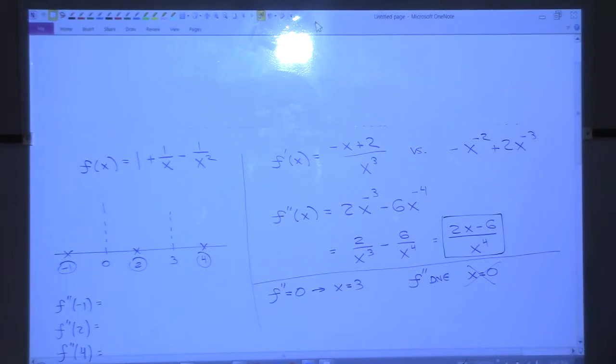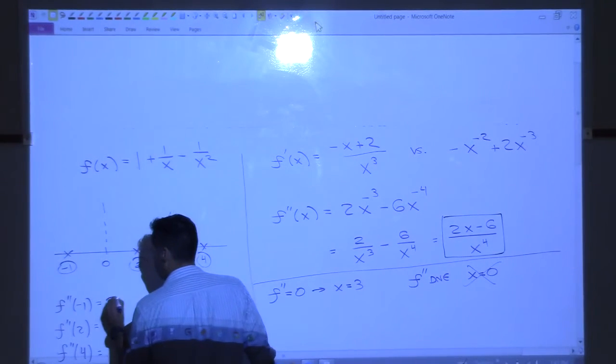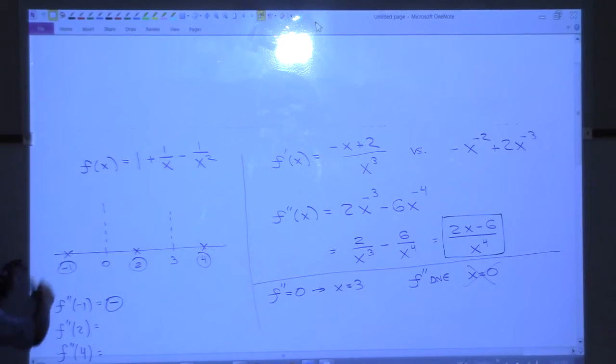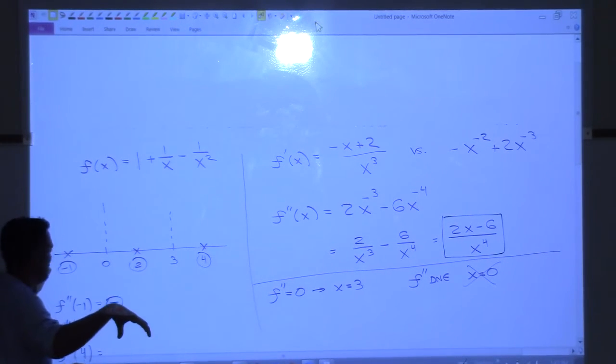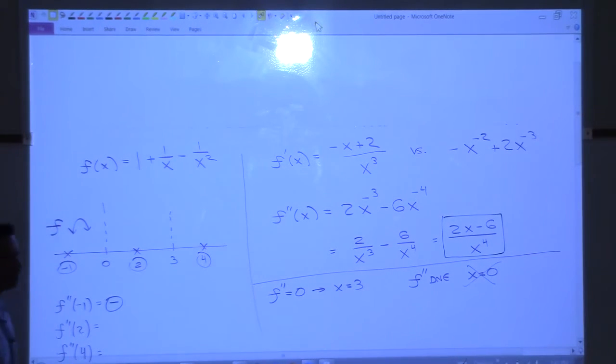So when we plug in negative 1, what do you get? 2 times negative 1, negative 2 minus 6. It's negative, right? So since we get a negative number here, what does that tell me about the picture of f? What does f look like over here? It's frowning. Negative is frown, right? Yes. Unhappy people frown. So my original function looks like this over here.